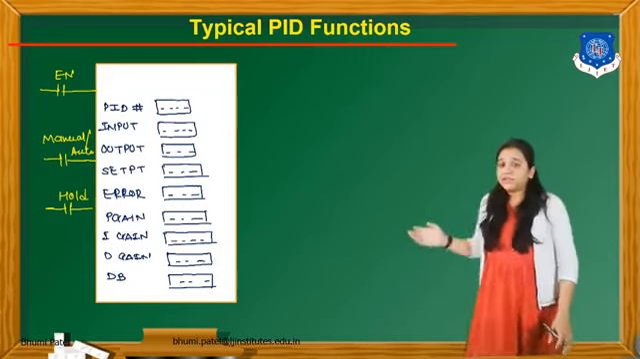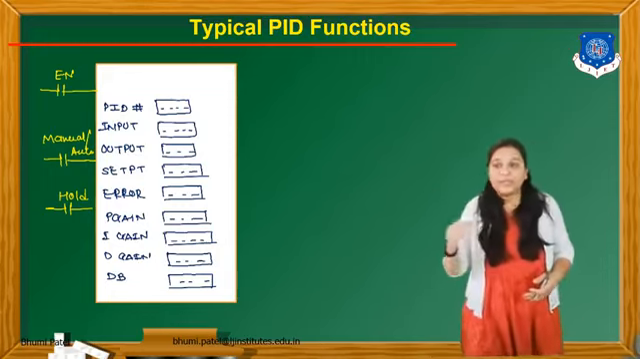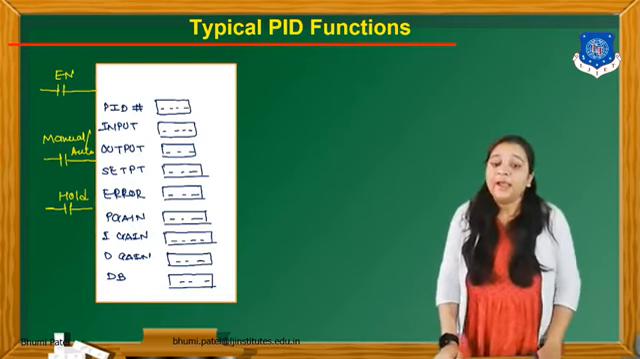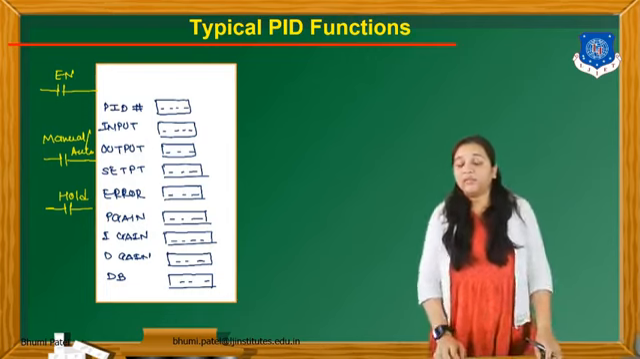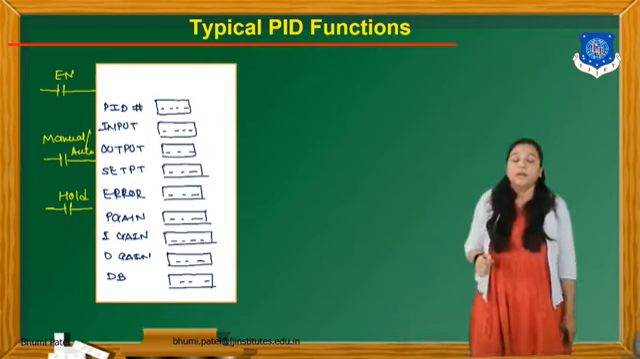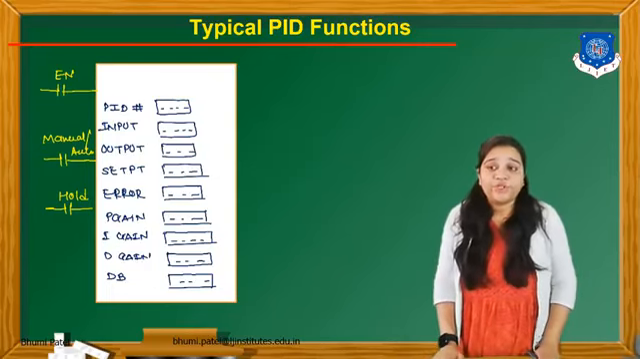If error is there, we can minimize the error. Then we can set the P gain, proportional gain, I gain, meaning integral gain, and D gain, meaning derivative gain. And then we can also set the deadband of this particular system. So this is the most important advantage of the PLC software.